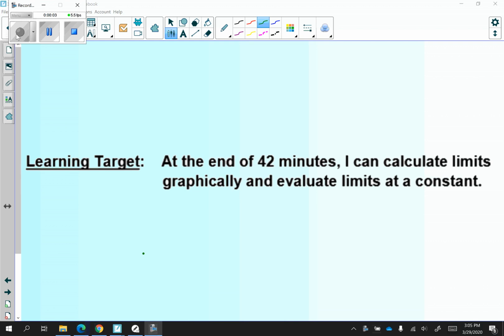Hi everyone, welcome to day 3 of limits. Today's learning target is I can calculate limits graphically and evaluate limits at a constant.